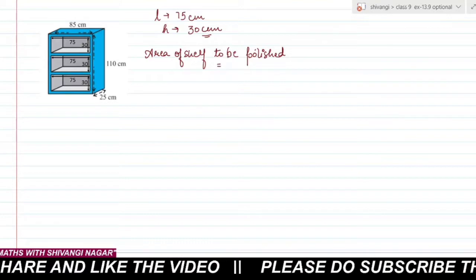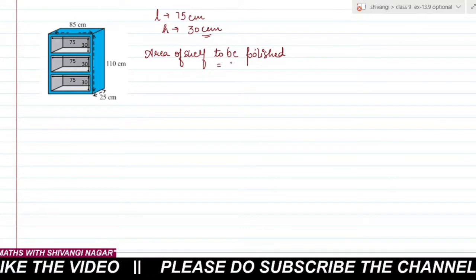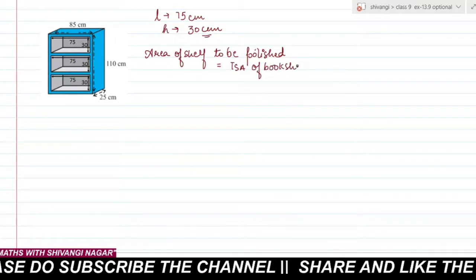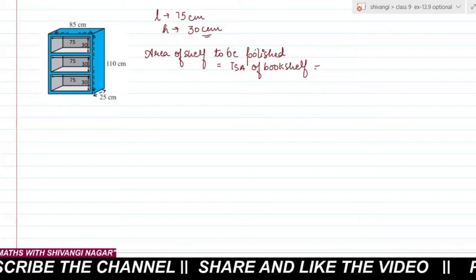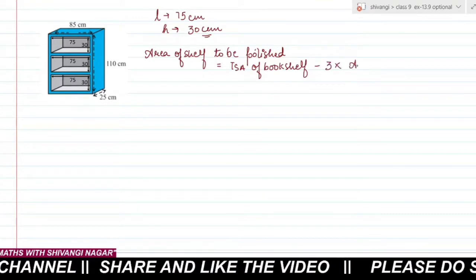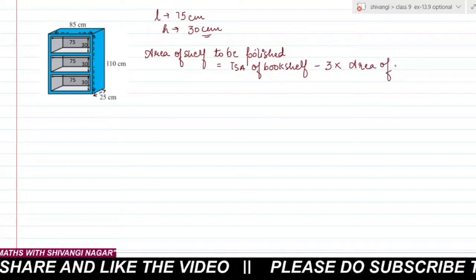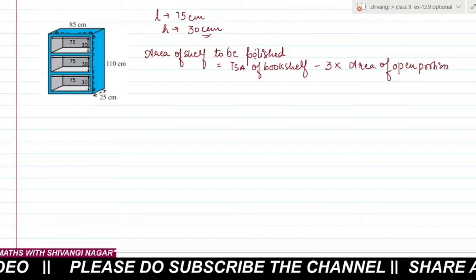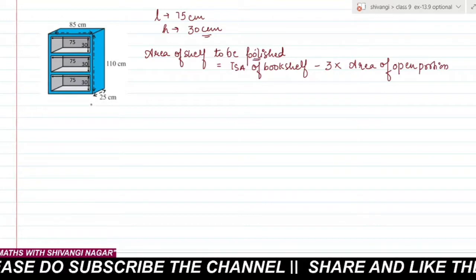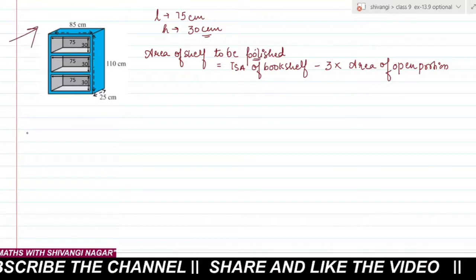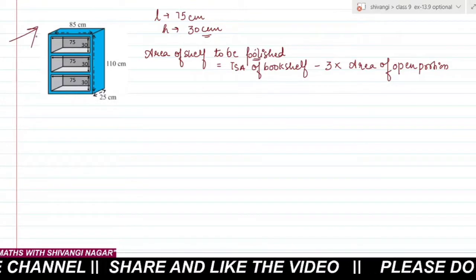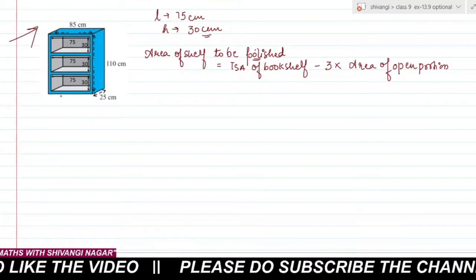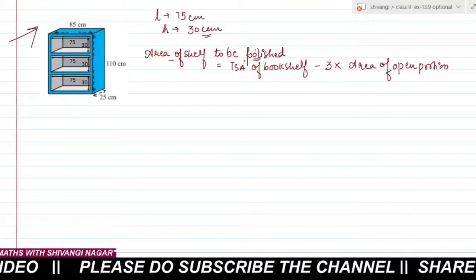So what is that area? Can I say the total surface area of the bookshelf minus 3 times area of open portion. Yes, we need to polish the outer surfaces, right? So if we calculate the entire total surface area of all the 6 surfaces of this bookshelf, and if we eliminate this gray part, the inner surfaces open part from it, do we get the area of the shelf which needs to be polished?